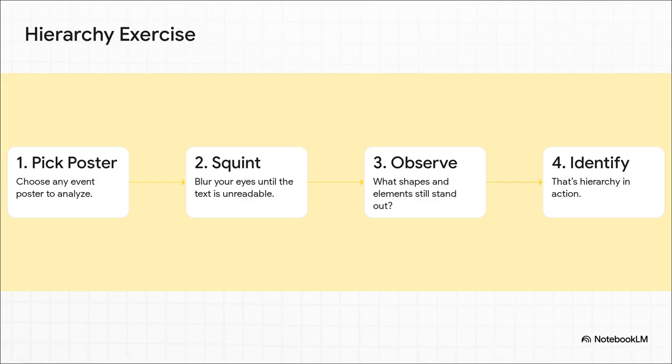Want to see it out in the wild? Try this little trick. Grab any poster. Seriously, anything will work. And just squint your eyes until you can't really read the text anymore. What shapes pop out? The biggest, the boldest things that are still visible? That's hierarchy. It's what your brain sees and understands even before you start to read a single word.